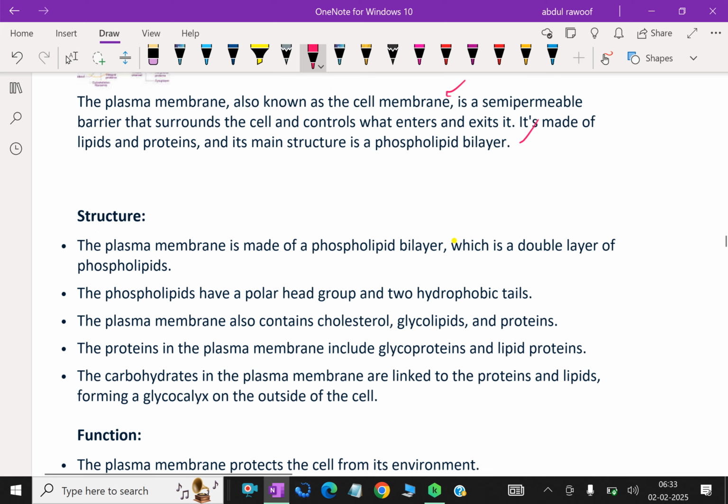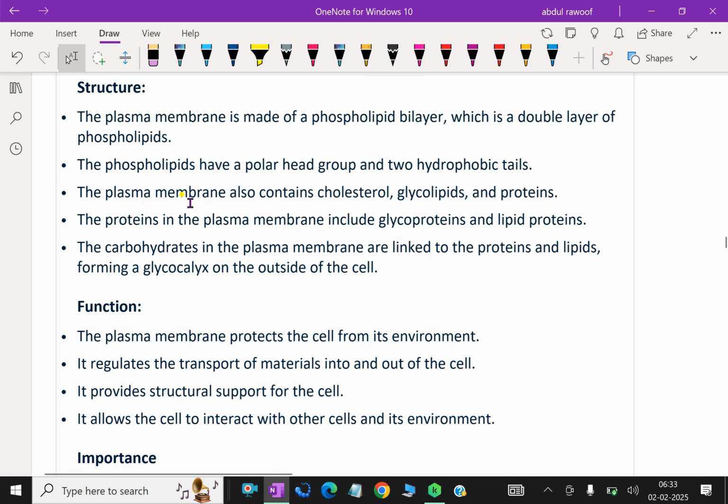Now, cell membrane structure. The plasma membrane is made up of a phospholipid bilayer, which is a double layer of phospholipids. The phospholipids have a polar head group and two hydrophobic tails. The plasma membrane also contains cholesterol, glycolipids, and proteins. The proteins in the plasma membrane include glycoproteins and lipoproteins. The carbohydrates in the plasma membrane are linked to the proteins and lipids, forming a glycocalyx on the outside of the cell.